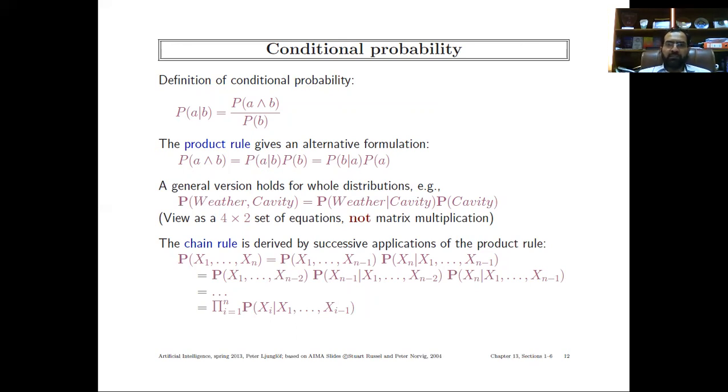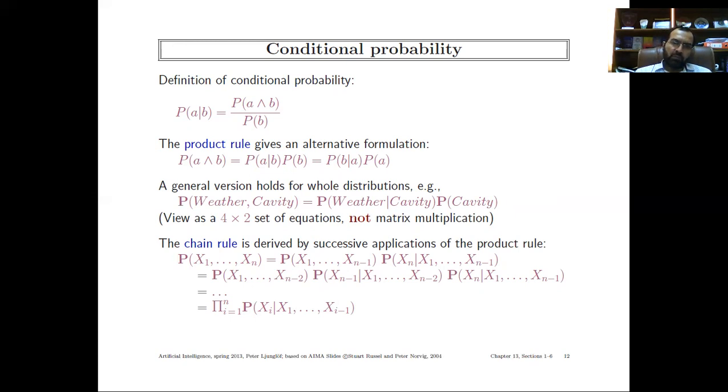If you use this product rule, you can say the probability of weather comma cavity is equal to the probability of weather given cavity multiplied by the probability of cavity. This is the way in which we can define the same assertion. View it as a 4 by 2 set of equations, not matrix multiplication.